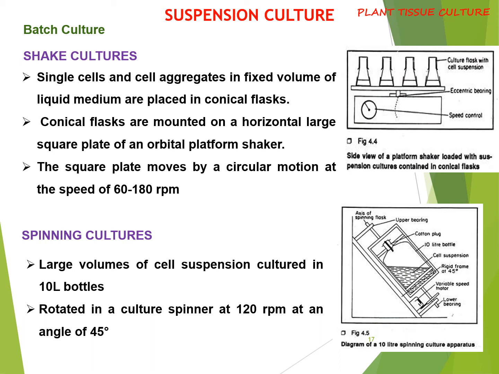Spinning cultures. In this type of batch culture, large volumes of cell suspensions are cultured. The cultures are rotated in a culture spinner at 120 rpm at an angle of 45 degrees. The figure on your right bottom of the page shows a spinning culture apparatus.